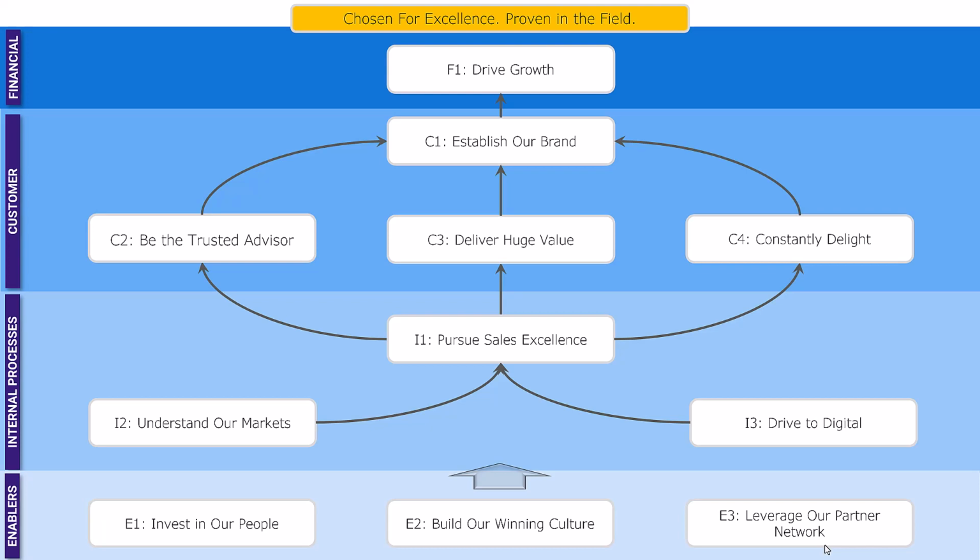The second part is identifying what their priorities are. If this is 100% of our strategy, we should be able to allocate the 100% across these objectives. In this case, they've set it up as follows. Their most important objective this year or this quarter is to be the trusted advisor. There's a 2-way tie for second: constantly delighting our customers and pursuing sales excellence. And then in third position is delivering high value and investing in our people. So this allows us to get aligned about our priorities and make sure that we're focused on the right things.